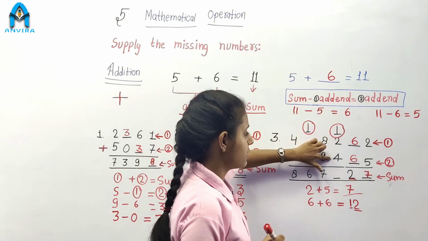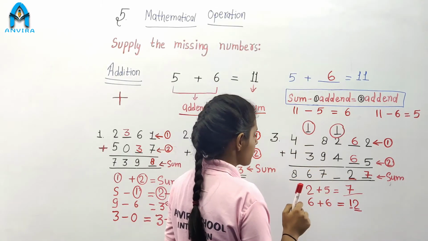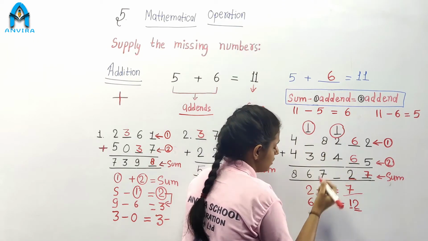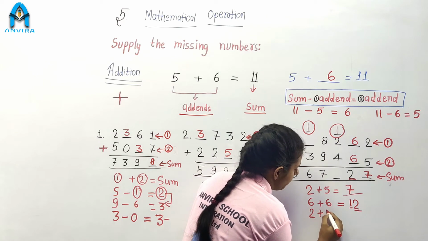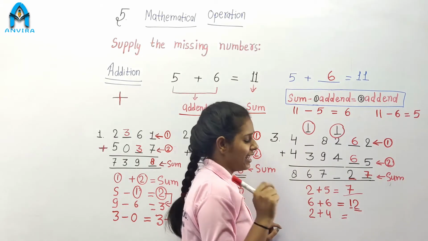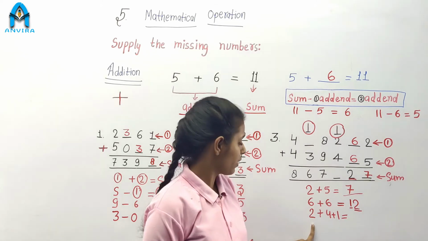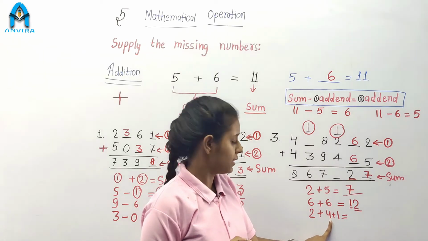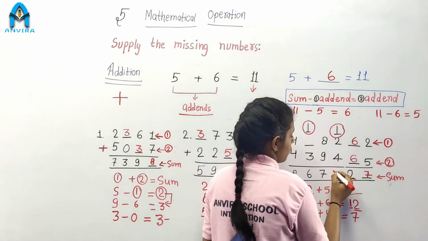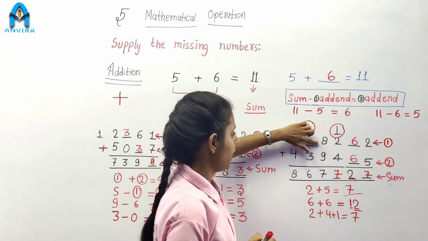First addend, second addend, both are given and sum is missing. So how can you find the sum? Add both addends. 2 plus 4 is equal. But here what? Carry. So we have to add the carry. So 2 plus 4, 6. 6 and 1, 7. So the answer is 7. Let's go to the next.